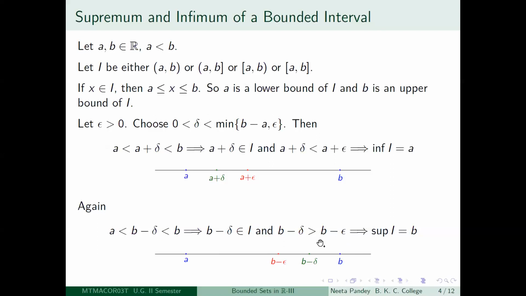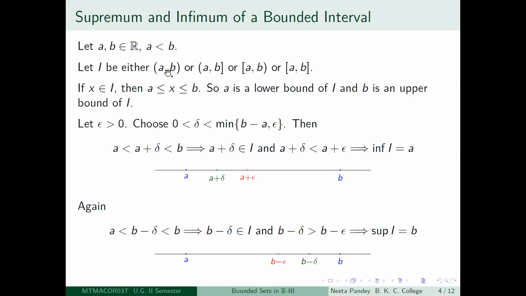You have shown that if you decrease B by an amount epsilon, if you take the number B minus epsilon, then it can be no longer an upper bound. There is an element of I which is greater than that. So B minus epsilon is not an upper bound of the interval. Therefore, B is the least upper bound of the interval. Therefore, supremum I is B.